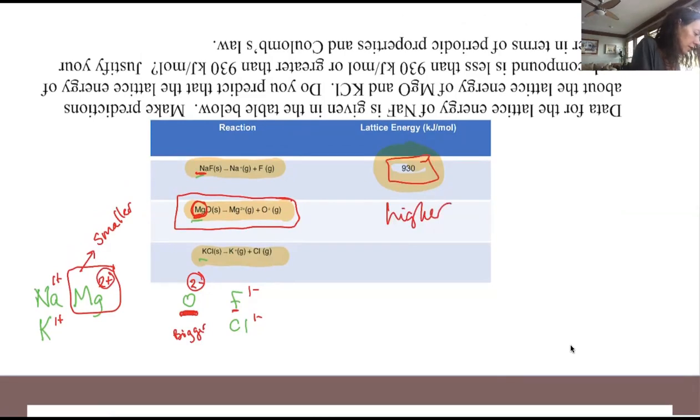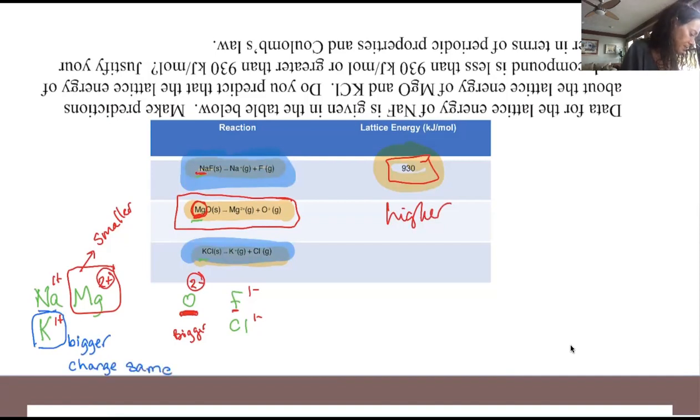Now, let's analyze the next one in maybe a blue color. I'm going to compare these two, and I'm not going to worry about this Mg. I'm going to look at potassium versus sodium. Potassium is bigger, and the charge is the same. Because it's bigger, it's further apart.